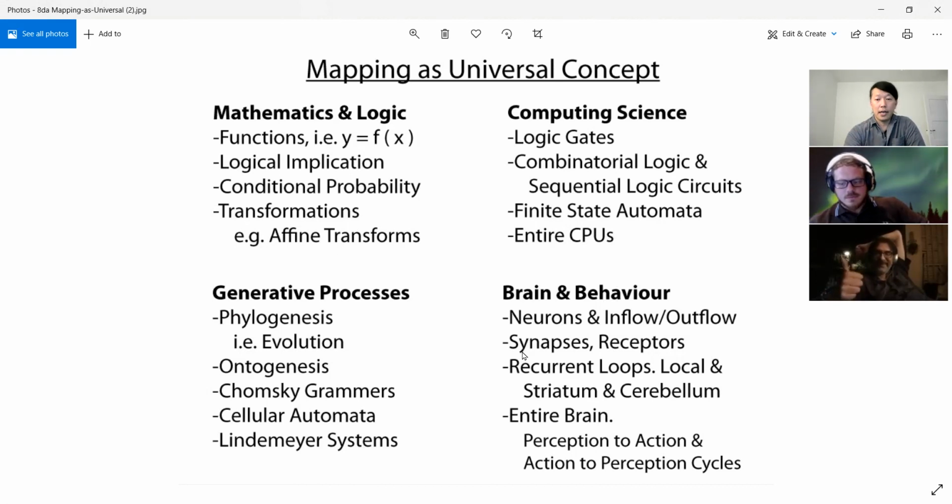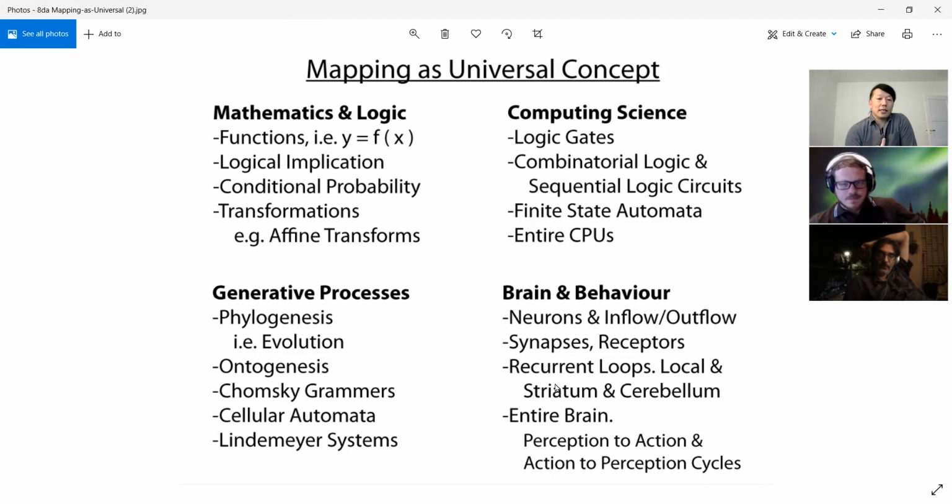It doesn't cut out. Okay, so synapses and receptors, they are mappings. They take on a neurotransmitter and it maps onto ions coming into the neuron. And these recurrent loops are also mappings. They're taking a brain state and mapping it to the next brain state, like cerebellar striatal loops. But you see, the entire brain, a perception action cycle, you're perceiving something, then you're acting, and then the action will create another perception, and that will map to another action. So mapping is a very general concept.